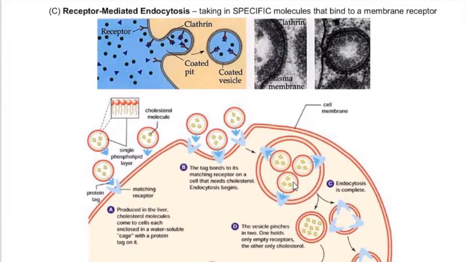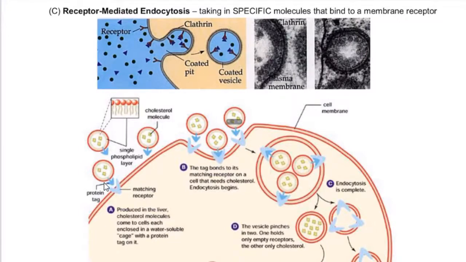The final category would be receptor-mediated endocytosis. So it's the process of bringing something into a cell, but it has to be triggered by a receptor first. It doesn't just automatically get sucked into the cell. So in this particular case, you have a particle that has to match what's on the outside of the cell. So remember we said there was glycoproteins and glycolipids and different types of proteins that are just peripheral, they're on the edge, and they're used for cell communication and all sorts of things like that.